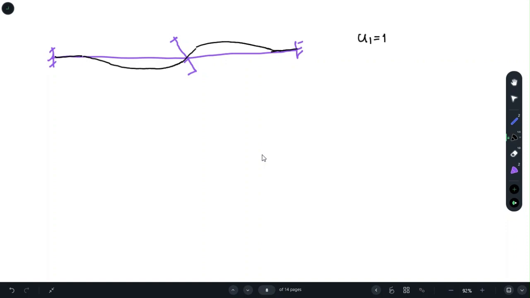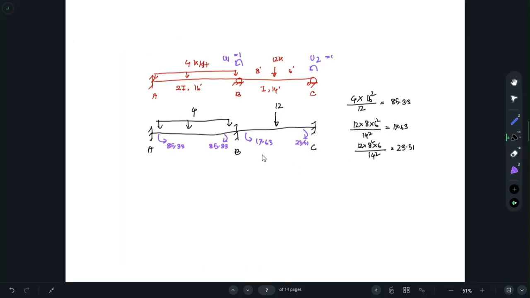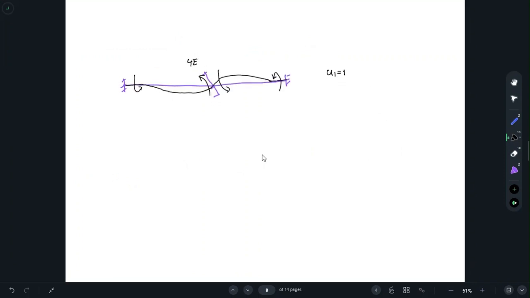So here we will get 4 moments. Here the moments are this moment, this moment, this moment, and this moment. The moments are for doki U1, and for this it will be 4E, and it is actually twice I.